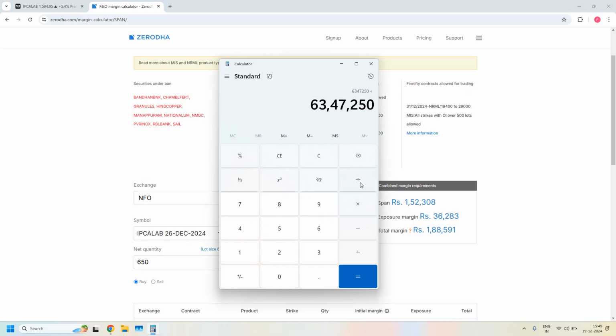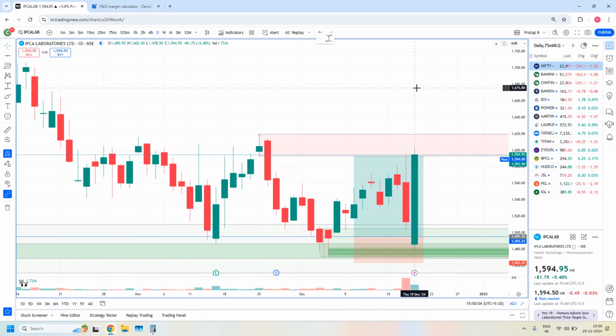Into 100 divided by 1,85,000. You got 34% ROI for an MIT trade in a single day. Actually, you are supposed to get this 34% ROI maybe in 10 days or 15 days or 20 days. The same ROI we got in a single day. This is as per one futures margin cost, if you bought it in futures.